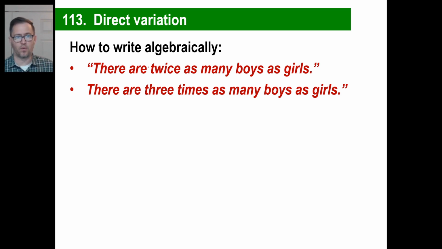So let's do this. How to write this algebraically. There are twice as many boys as girls. You would just say, okay, well, boys is equal to 2 times the girls, right? How about there are 3 times as many boys as girls? You would go, there's 3 times as many. Okay, so 3 times as many boys as girls. Okay, there you go. All right, you know how to do that.